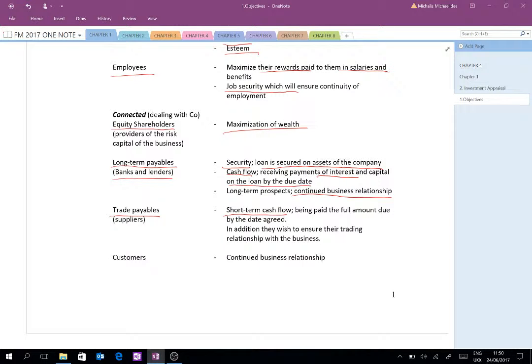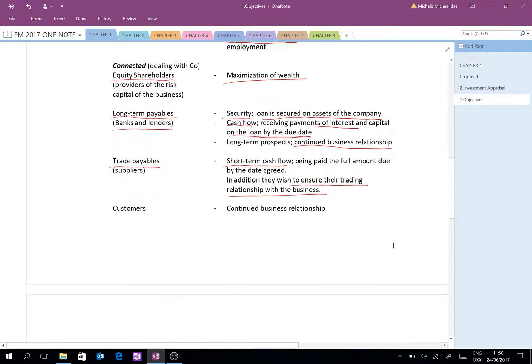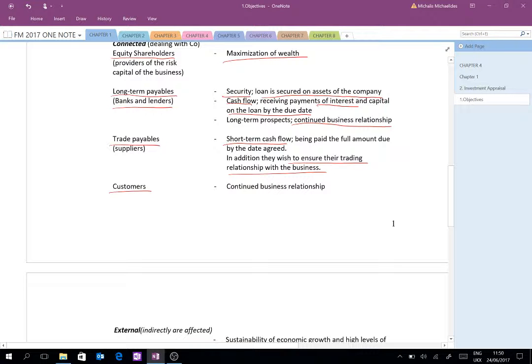So if our business performs well, this will ensure that their trading relationship with our business will continue and they will continue enjoying the benefits of this relationship. Another stakeholder, of course, are the customers of the business. The continued business relationship with our customers will make our customers enjoy the benefits that our business offers.